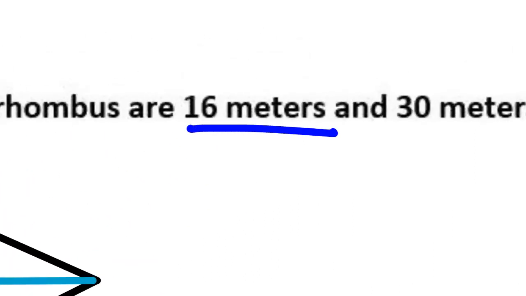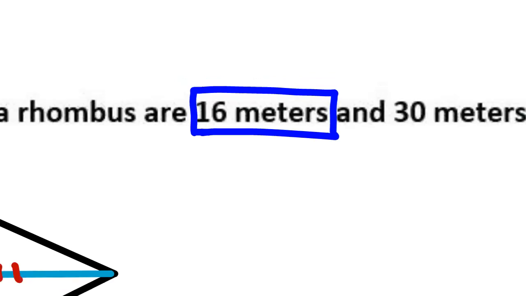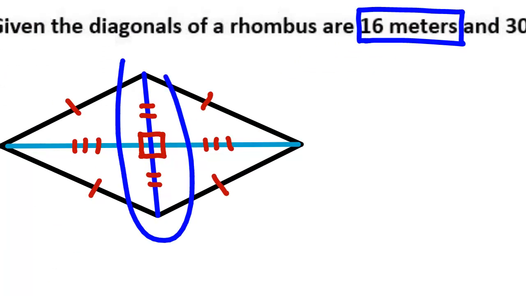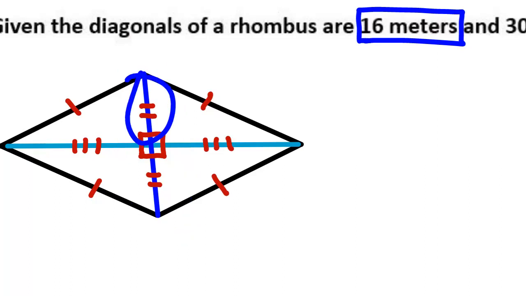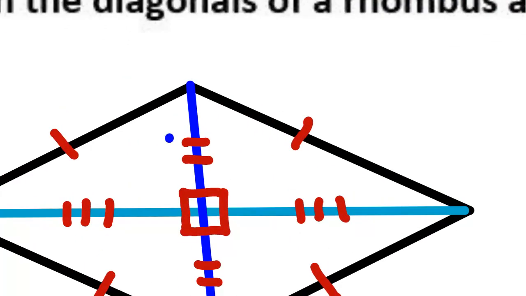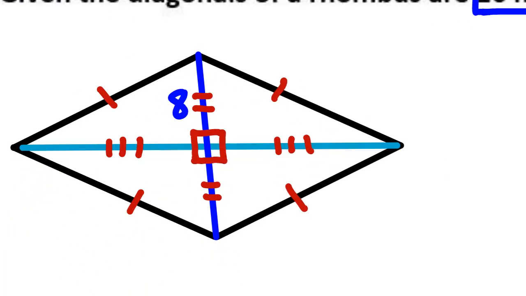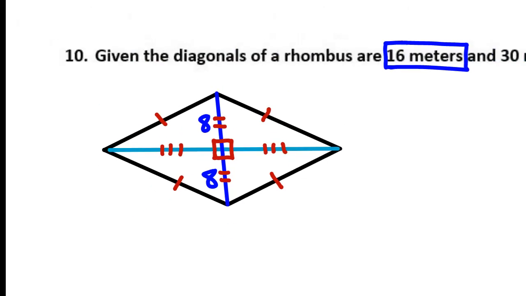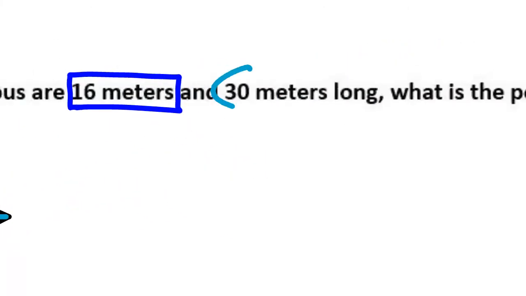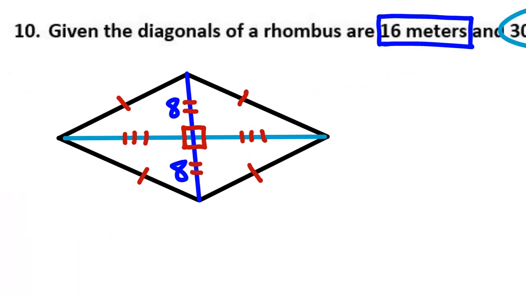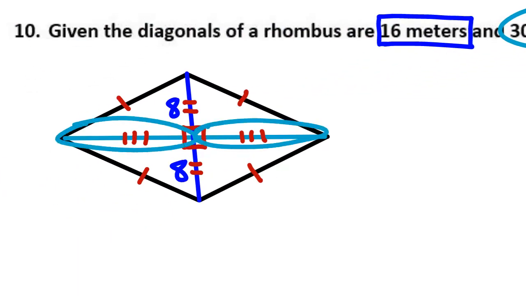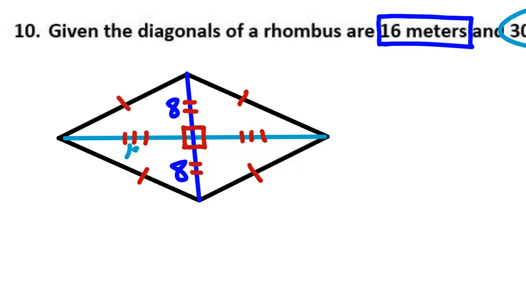It says one of the diagonals is 16 meters. So let's go ahead and make that this diagonal right here. If this is my 16-meter diagonal, then how big is each section on that diagonal? 8. So I have 8 and 8. And then the other diagonal, it says, is 30 meters long. So how big are the two sections of that diagonal? 15 and 15, yes.